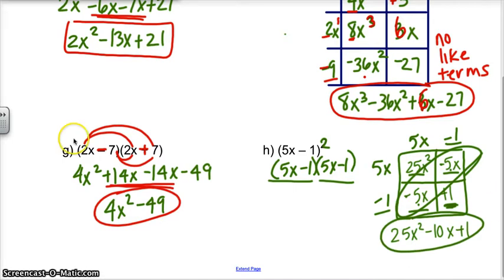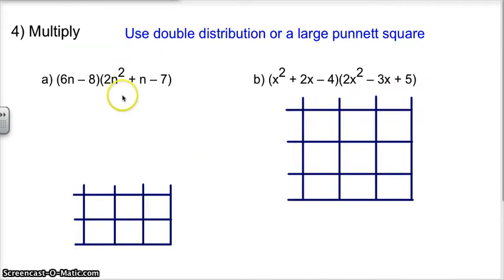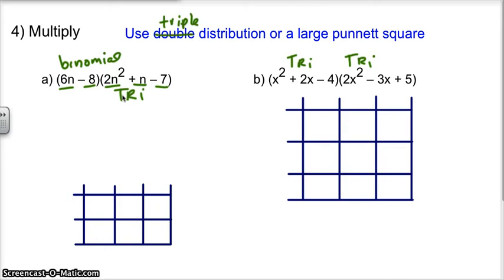The following problems are a little bit more tricky, same concept, but here, if you notice, you're taking a binomial, 1, 2 terms, by a trinomial, 1, 2, 3 terms. In letter B, we're actually taking a trinomial times a trinomial. This can be done in 2 different methods. We can use double, or think of it even as triple distribution, or a larger Punnett square. All right, I'm going to show you using both methods.